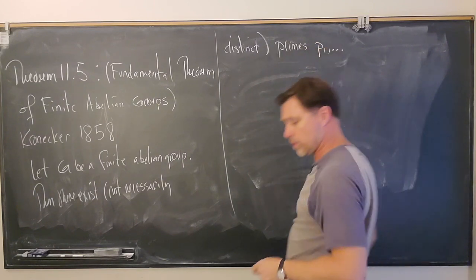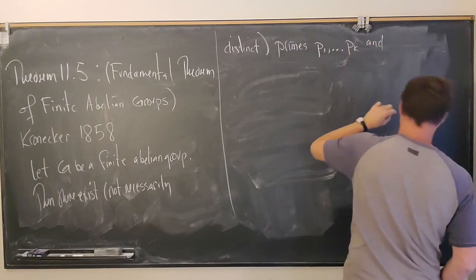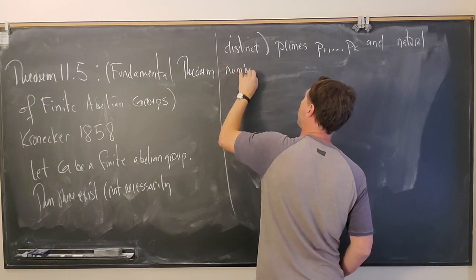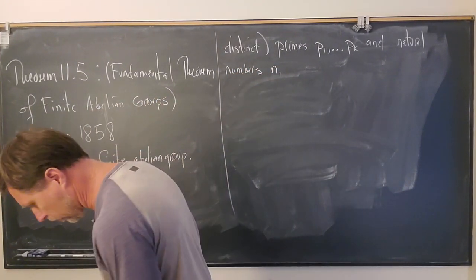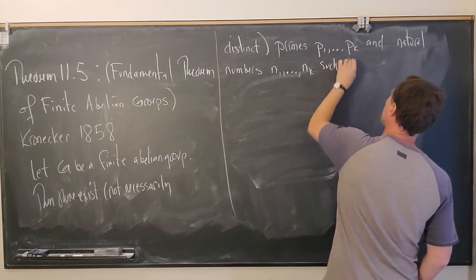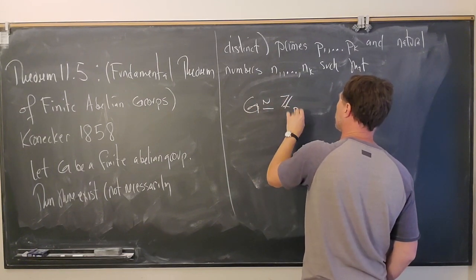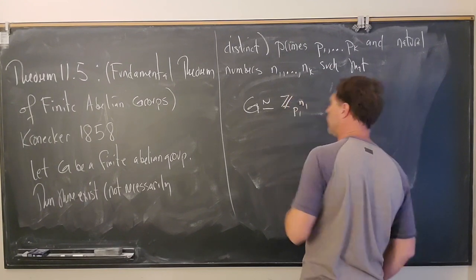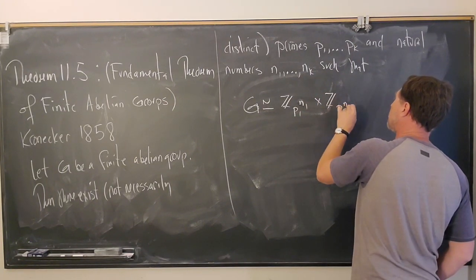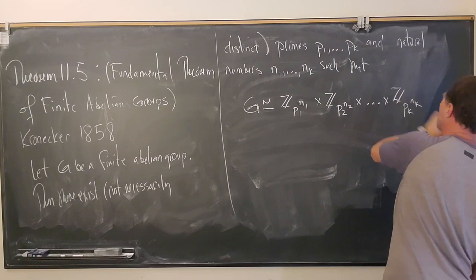P1 up through, what I use here, P sub k, and natural numbers n1 through nk, such that G is isomorphic to Z sub P1 raised to the n1, cross Z sub P2 raised to the n2, cross, cross Z sub Pk raised to the nk.